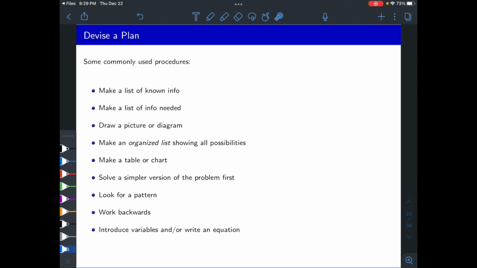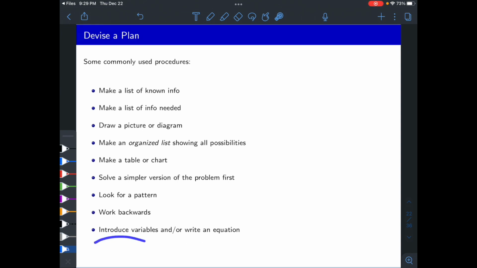Introduce variables and/or write an equation. A lot of times students are kind of hesitant to create their own variables in problems, but creating your own variables can be hugely useful. It has a lot of benefits in a lot of situations. Sometimes you can make an equation out of it, sometimes you can't.